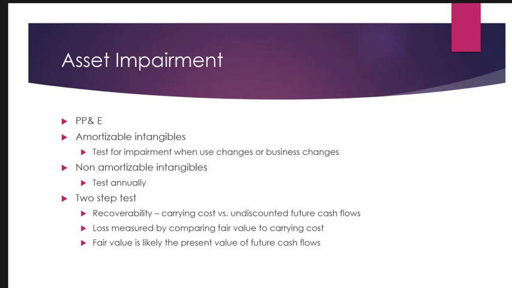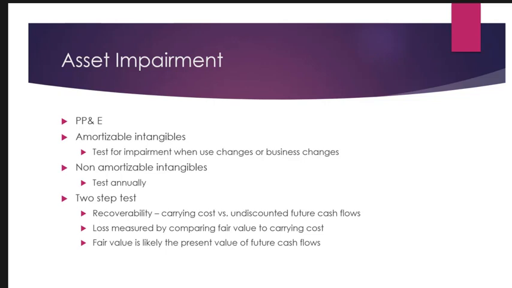So how do we test any of these assets? Say that the use has changed or anything. The test, once we determine that we have to do a test, is done the same way for all of these assets, except for, as we'll see in the next slide, notes receivable. First of all, there's a test for recoverability. So we compare the carrying cost. Now, carrying cost is the cost of the asset originally minus any accumulated depreciation. So you have to consider the depreciation that's already been recorded.